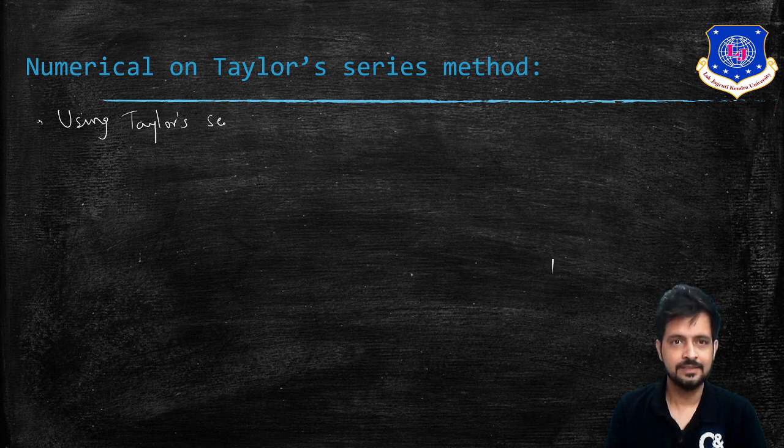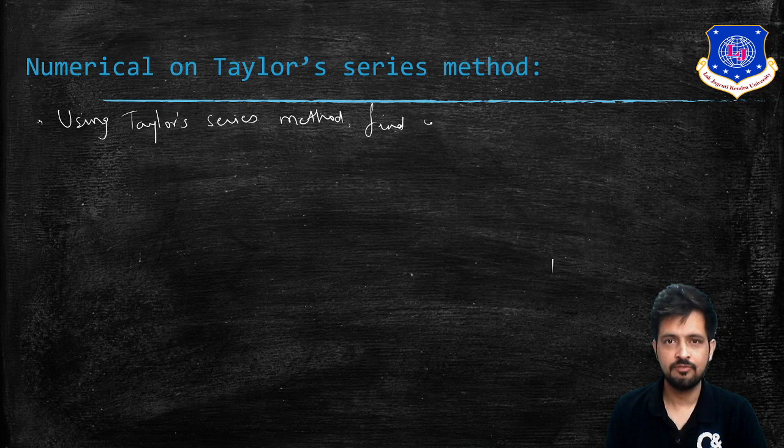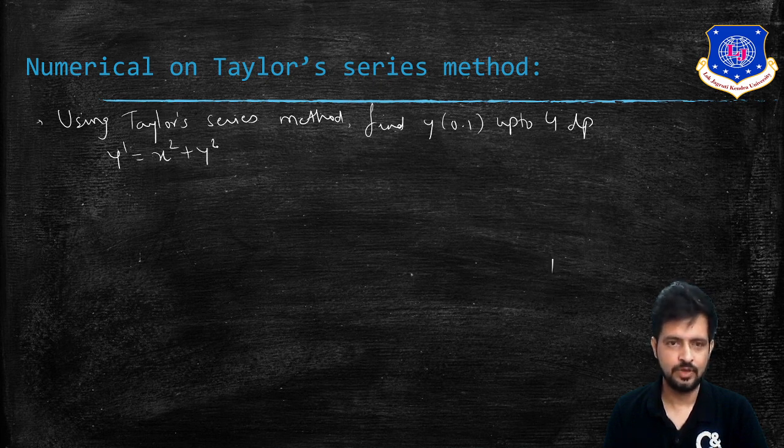Using Taylor series method, find y of 0.1 up to 4 decimal places, given that y dash is equal to x square plus y square and y of 0 is equal to 1. Okay, this is the given data and we have to find the solution of this.